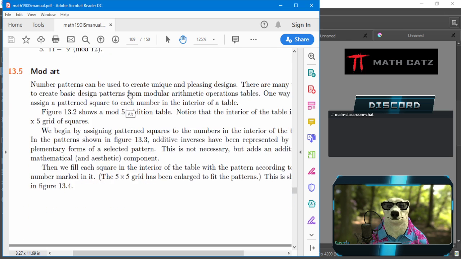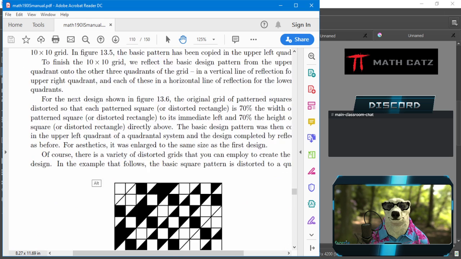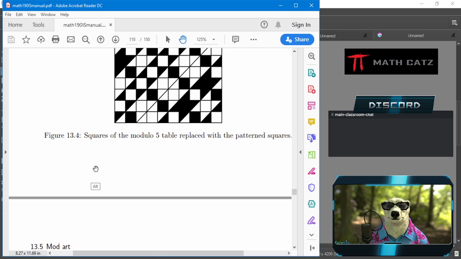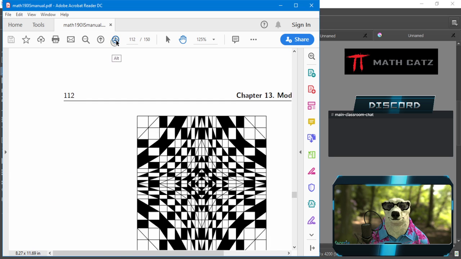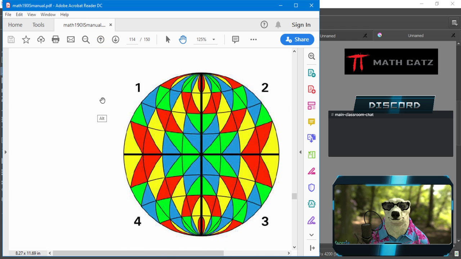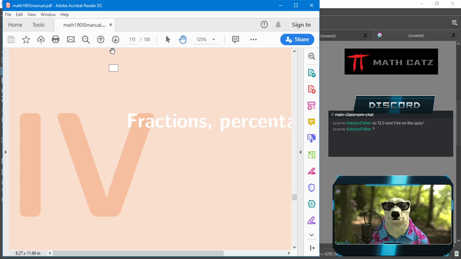Okay, mod art, just for interest's sake, look at the pretty patterns that we can make. It's kind of cool. And some more instructions for fancier things that you can make. Look at that. So pretty. But that is not a test situation. Yes, okay. That was a good discussion.